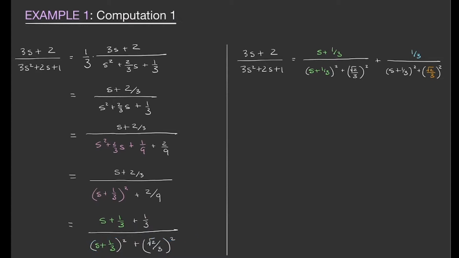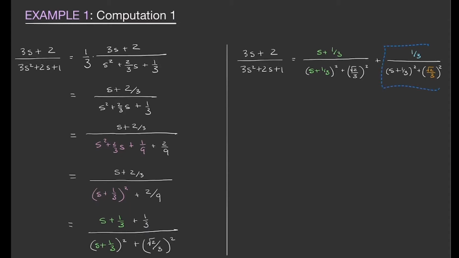Now, this should be hopefully seeming a little familiar. If you think about having an s instead of s plus 1/3 here, and an s instead of s plus 1/3 here. If you had s over s squared plus something squared, the inverse Laplace transform of that is cosine of the appropriate thing, namely cosine of root 2 over 3 times t. Here we have s plus 1/3, which means there's a shift. We've seen this in previous problems and videos. There's a shift here, but otherwise it really is just cosine.